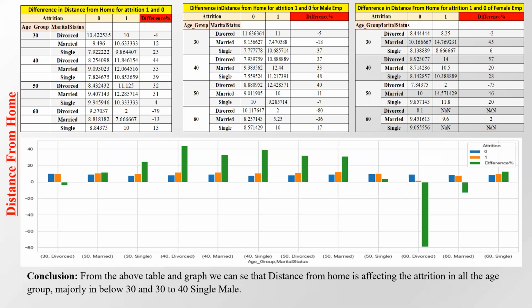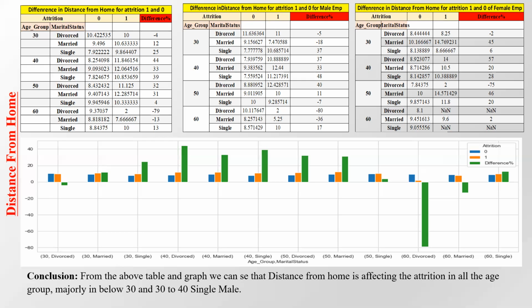The same thing we have seen in terms of 30 married females. This is one of the major reasons for the 30 married females who have left the company. You can see that there is a difference of 45%. The below graph is also showing the same thing, where the blue bars are showing the employees who are still working in the company, the orange bars are for the employees who have left the company, and the green bar is showing the difference in their distances.